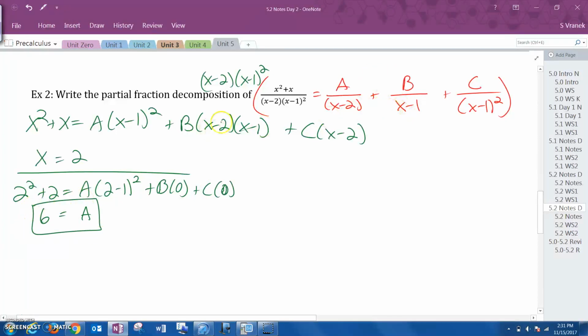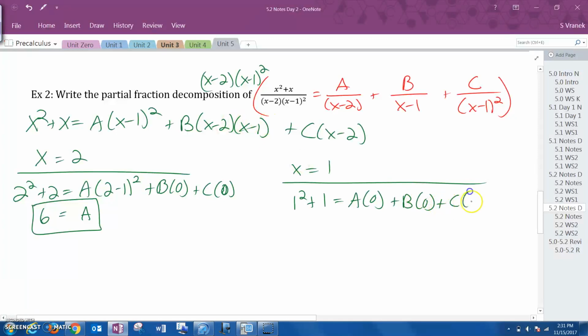The other value that'll make something 0 is 1. So if x equals 1, I get 1 squared plus 1 equals a times 0, because the 1 will cancel it out, plus b times 0, because the 1 will cancel that out, plus c times, I was jumping ahead, it's 1 minus 2. I was thinking it's going to be -1. That's why I did that. So I get 1 plus 1 is 2 equals -c, or c equals -2.